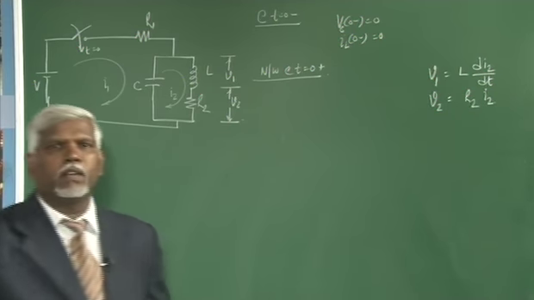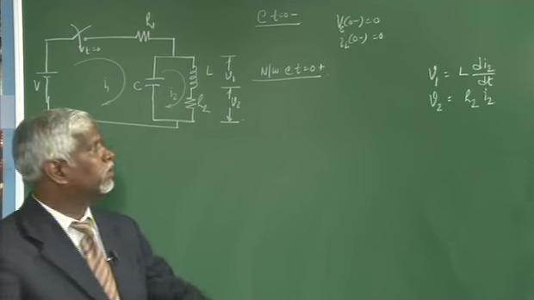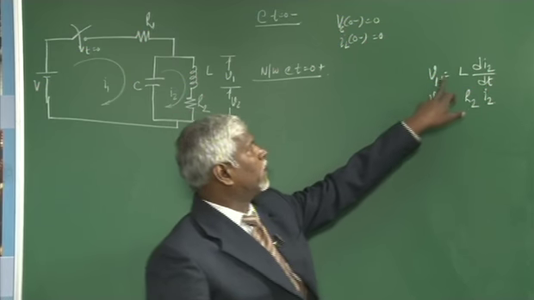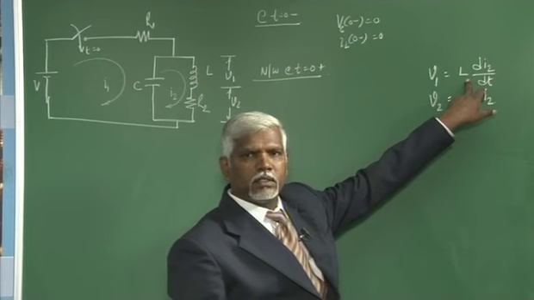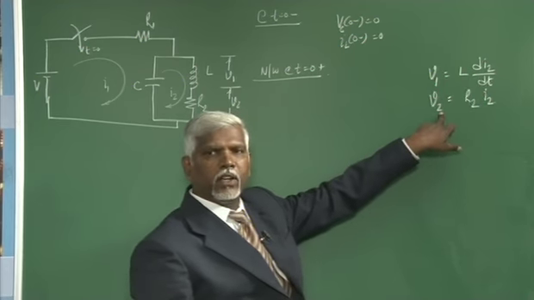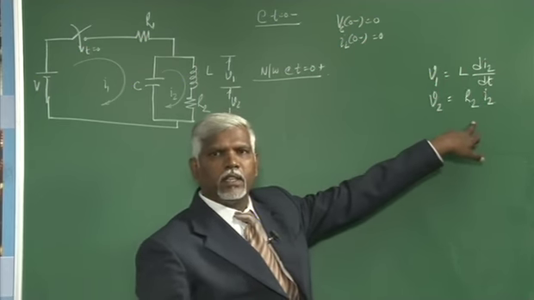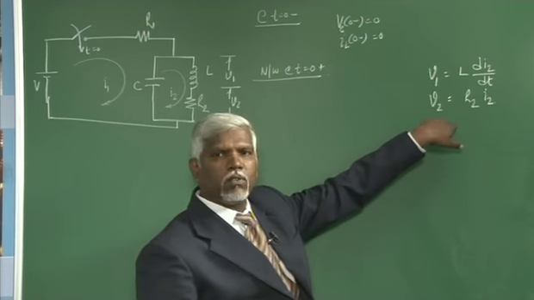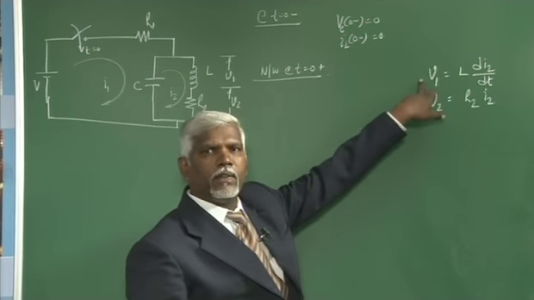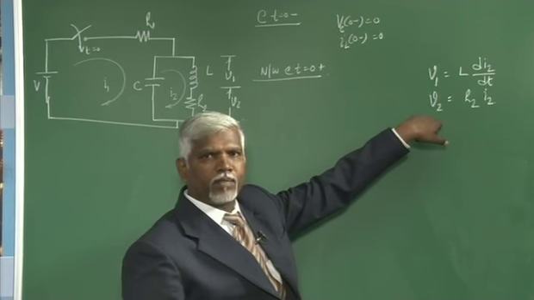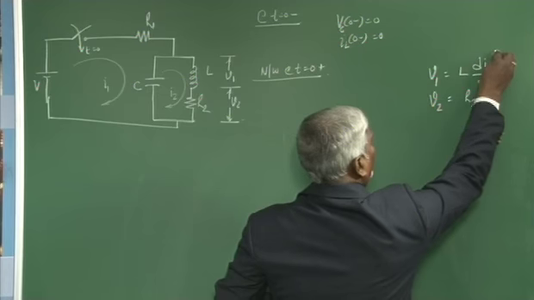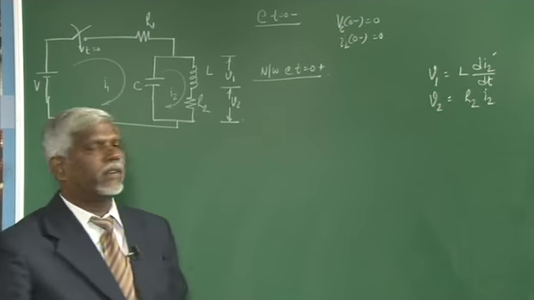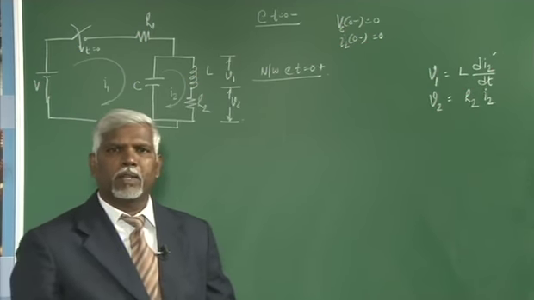So, if we want to evaluate V1 and V2 at t equal to 0, or a derivative dV1 by dt, I need to differentiate this equation. If I want dV2 by dt, I need to differentiate this equation and then find the respective values of V1, V2 or dV1 by dt or dV2 by dt. There is a slight change. To find V1, I need to evaluate di2 by dt, and to evaluate V2, I need to know I2 at 0 plus.